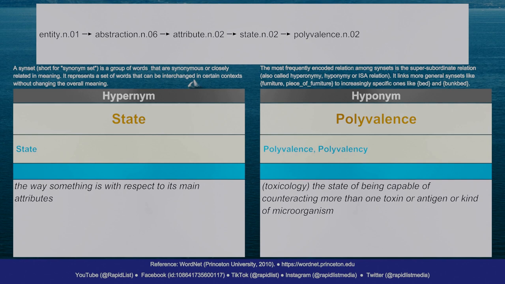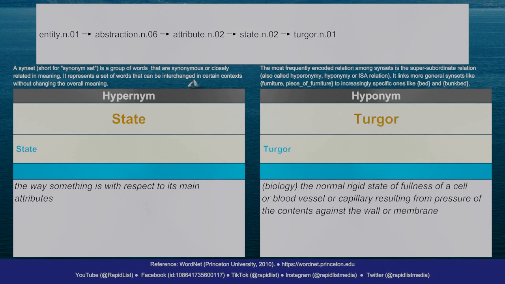Polyvalence. Toxicology, the state of being capable of counteracting more than one toxin or antigen or kind of microorganism. Turgor. Biology, the normal rigid state of fullness of a cell or blood vessel or capillary, resulting from pressure of the contents against the wall or membrane.